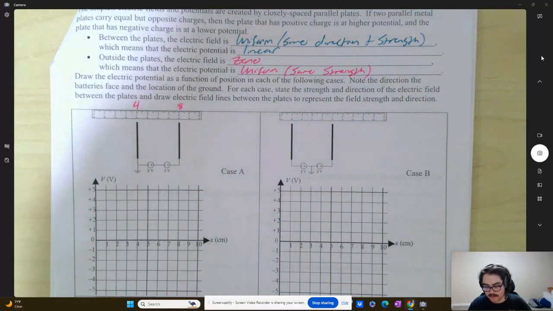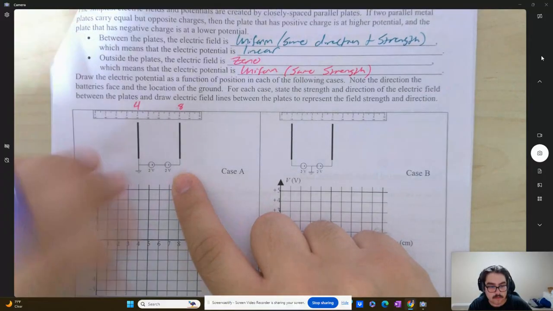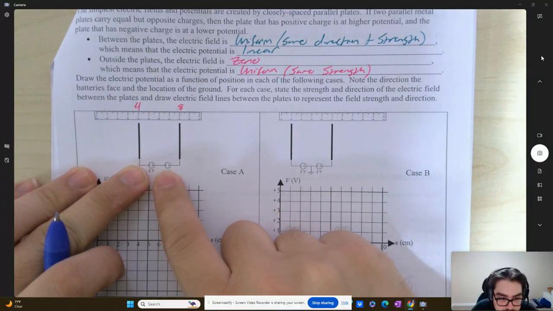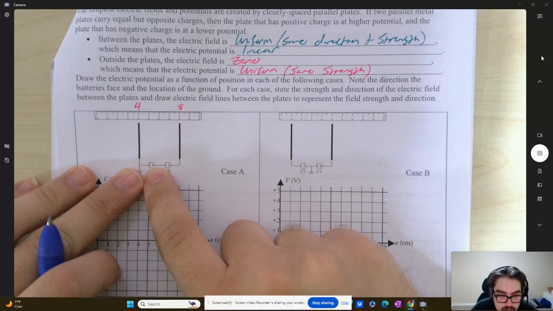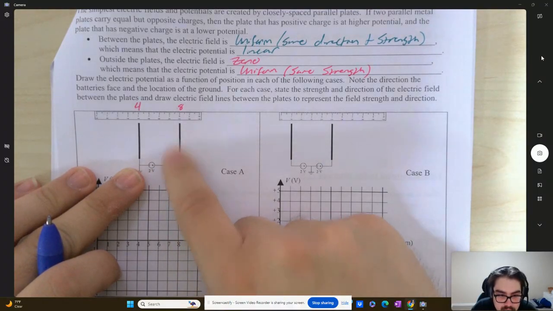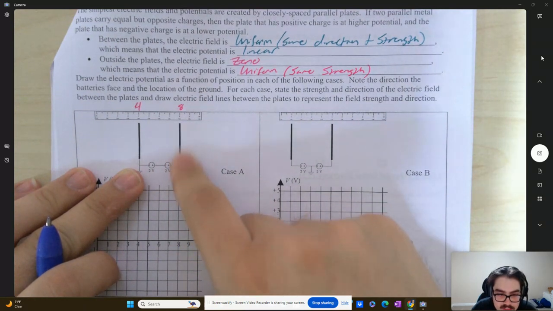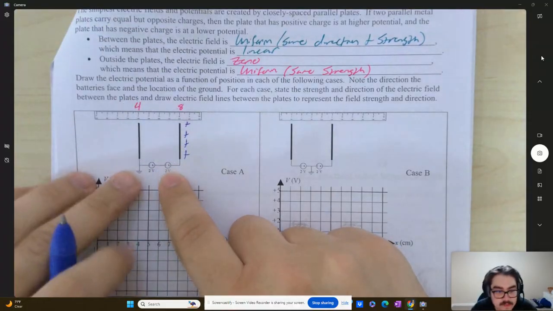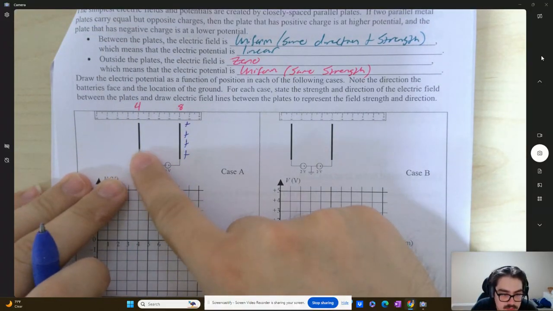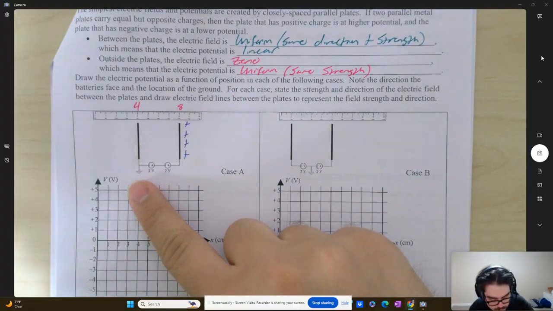So what's happening is we need to first figure out which plate's going to be positively charged. Take a look at these right here. These are batteries, okay? We have the negative terminal and the positive terminal. You'll notice that the positive terminal is connected to the right plate, which means this is going to be the positively charged plate. The negative terminal goes to the other plate, which means this is going to be the negatively charged plate.